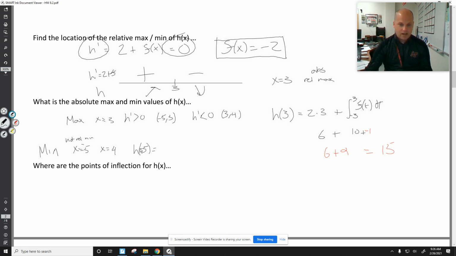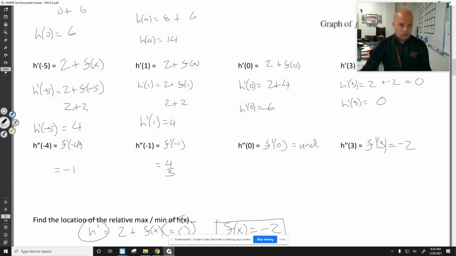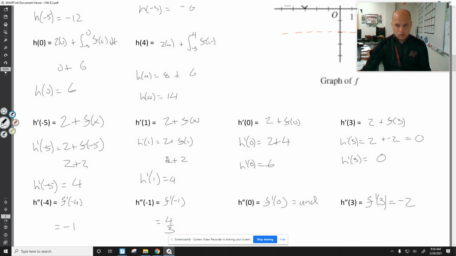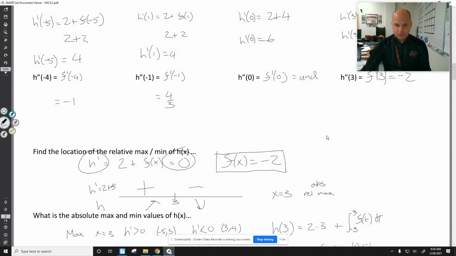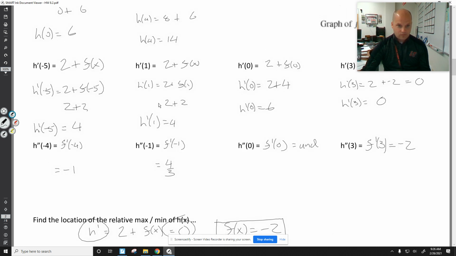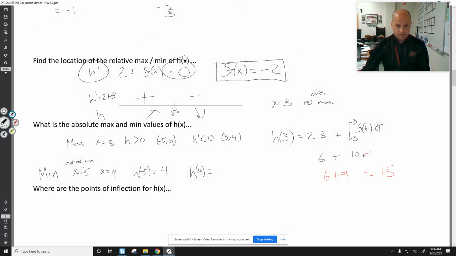H of negative 5, I did find h of negative 5. It was 4. So I start at 4. I increase till I get to the value of 15. And then I know that I'm going to decrease just a little bit to get h of 4. I found h of 4 was 14. Okay, so 4 goes all the way up to 15, and then I go down a little bit to 14.